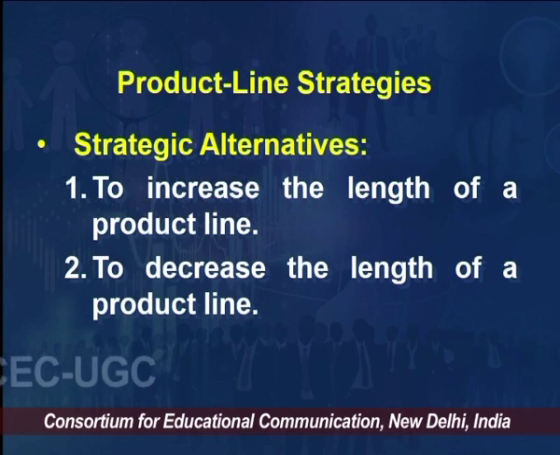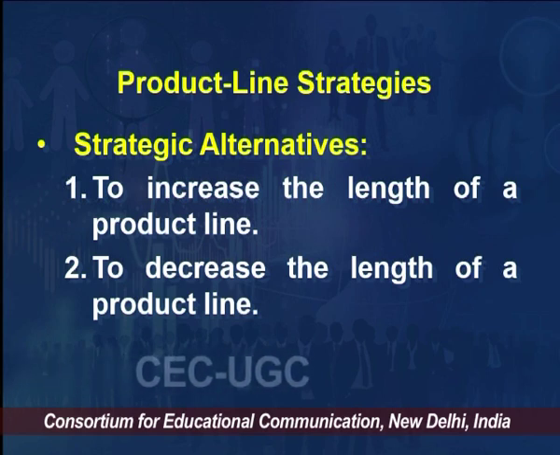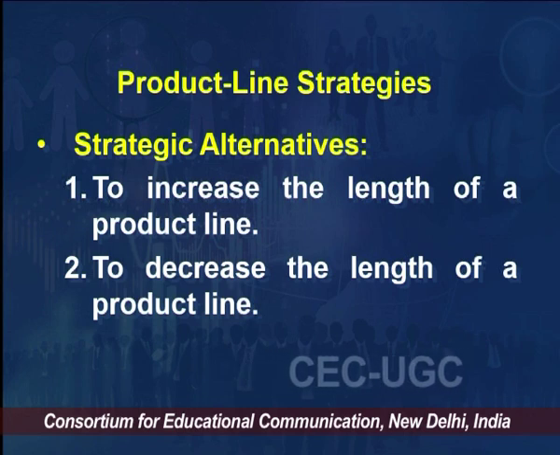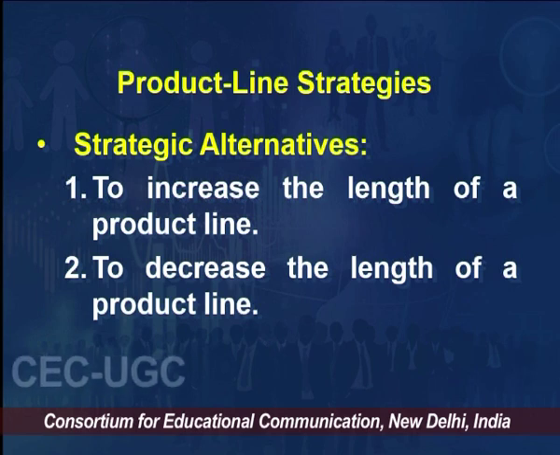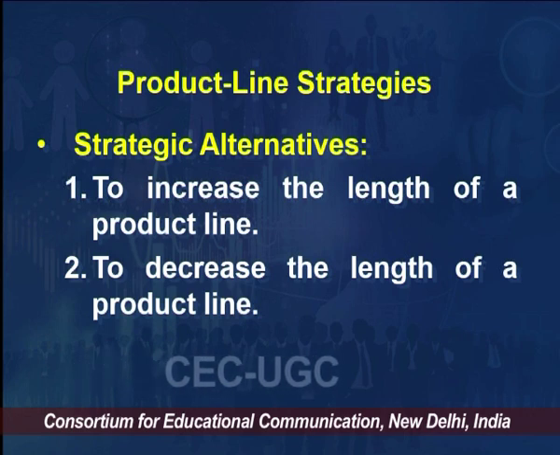So, there are different decisions which we have to take regarding the product line strategies and the product mix strategies. If we talk about the line strategies, there are strategic alternatives. The first is to increase the length of a product line, and the second is to decrease the length of a product line. So, either we will be willing to increase the length of a line, or we may have to go for decreasing the length of a product line owing to different reasons.